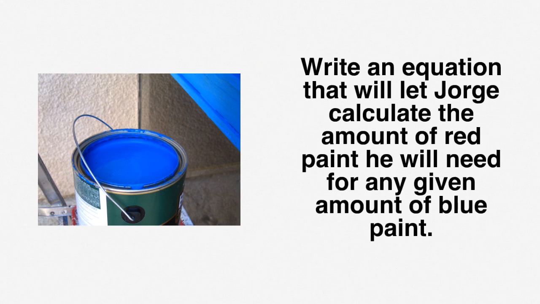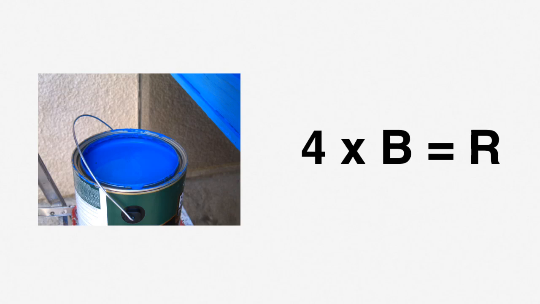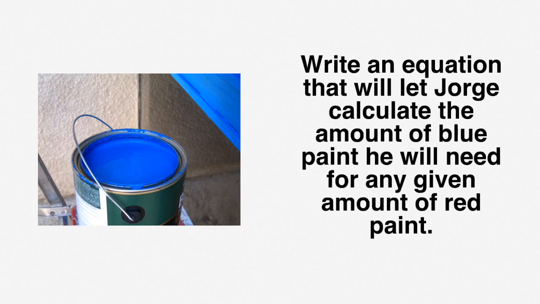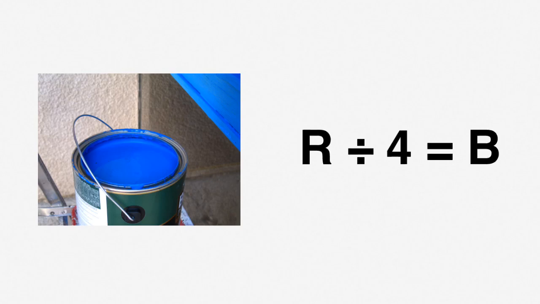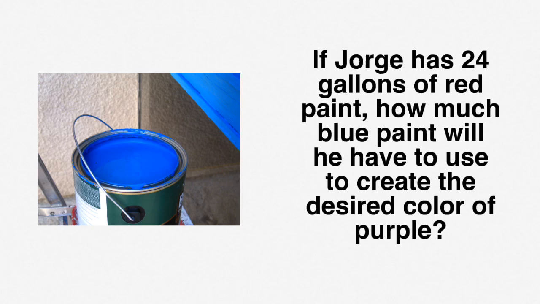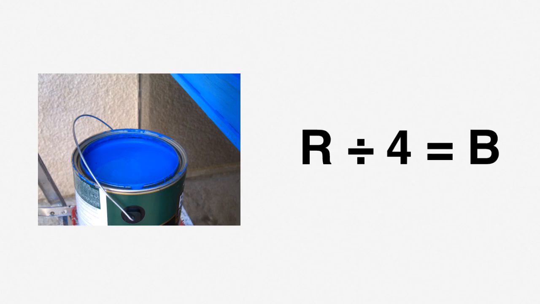Now let's write an equation that will let George calculate the amount of red paint he'll need for any amount of blue paint. We'll call the blue B, and we just saw that 4 times B, 4 times whatever the amount of blue is, will always give us red, or R. What about an equation to calculate the amount of blue paint you'd need for any amount of red? It would be the red paint divided by 4, and that will always give us the amount of blue paint.